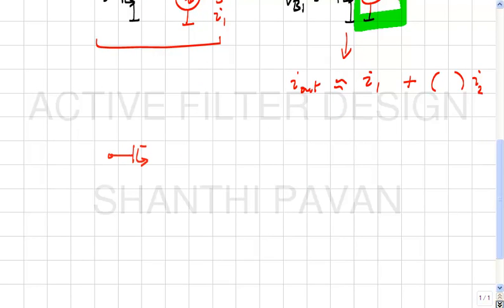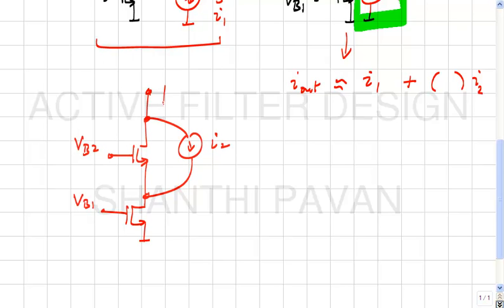Let me draw this diagram in a less cluttered fashion. So we have finished dealing with I1. So this is VB1, VB2. Now we are interested in finding the transfer function from I2 to I out. So how do you think we could do this?